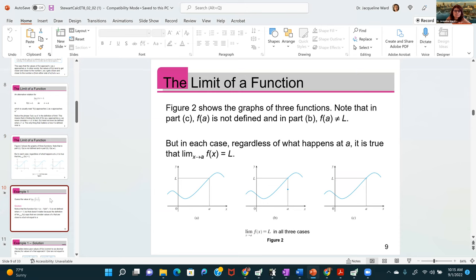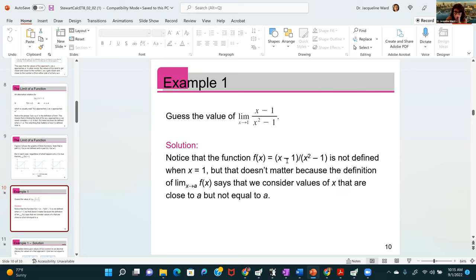So here's an example of a function, and we're being asked to guess the value of the limit as x goes to 1 of that function. Notice this function is not defined when x equals 1. But it doesn't matter that the function isn't defined at 1. We can still find the limit as x goes to 1.